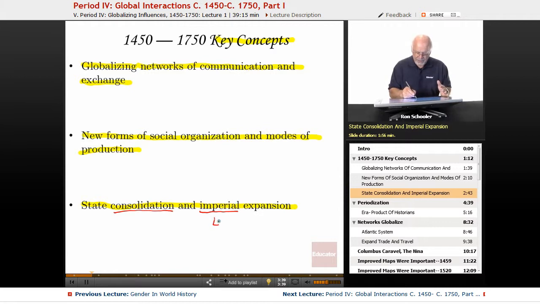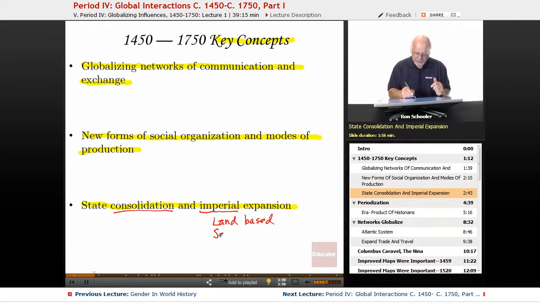We have land-based. And land-based, an example would be Russia. Starts out fairly small, begins to expand, and expands in its land. The land masses and the size of Russia gets bigger and bigger.